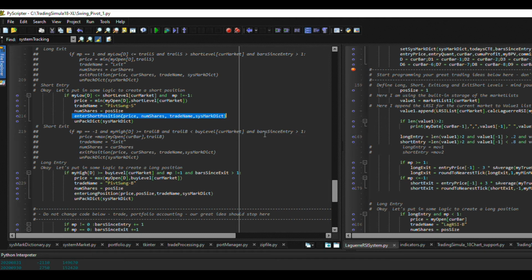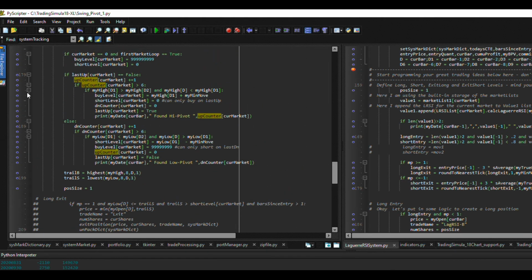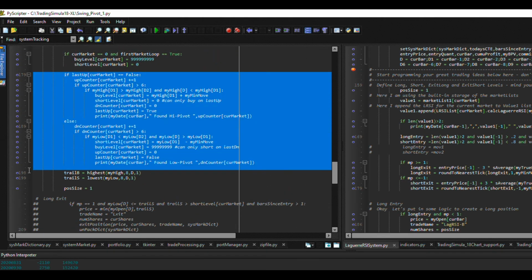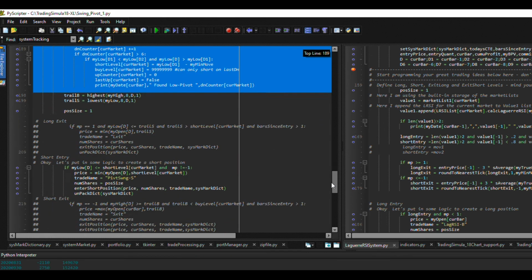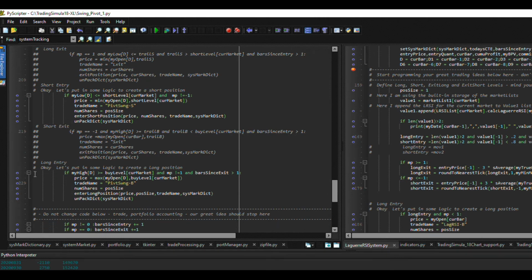All the while I'm still going through this logic up here to determine the pivot highs and pivot lows, and eventually it's going to find a subsequent, alternating pivot. It's going to have a high pivot point, and I'm going to have a buy level. And I go in here and say if my high of the day is greater than buy level, current market, and position isn't 1, and its bar since exit is greater than 1, and I probably don't need that.